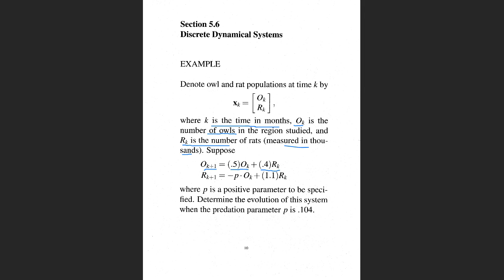So let me ask you this. Biologists in the field took data, and they came up with this model. Now, would it make sense that the number of owls in the k plus first month would equal a half times the number of owls in the previous month? Would that make sense?